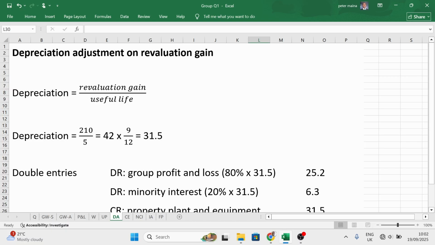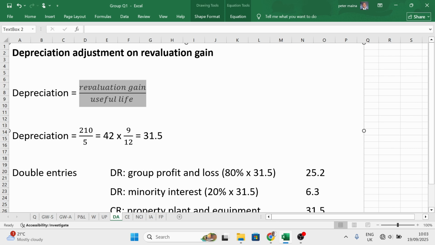So once you have the unrealized profit, the next working we are going to do is depreciation adjustment on revaluation gain. So anytime there is a revaluation gain, we normally adjust the depreciation, and the formula you use will depend on what you are given. If you are given the depreciation rate, then you take the rate, you multiply it with the gain in revaluation. If you are given the useful life, then you take the revaluation gain, you divide by the useful life.